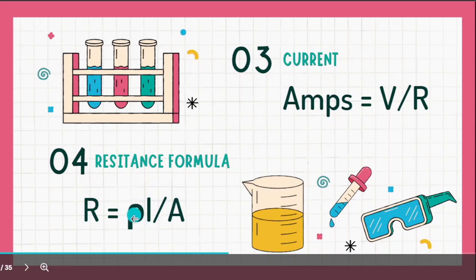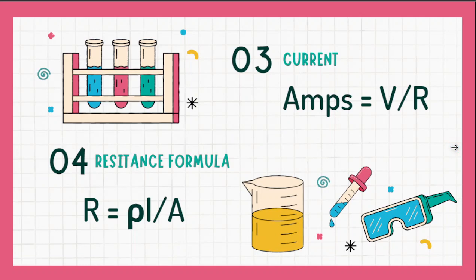What is L? L is the length. So let's take a wire, and its length is referred to as L, and A is the area of that wire, right? So we can say that resistance R is directly proportional to the length of the wire or the conductor, and R is inversely proportional to the area of the conductor.